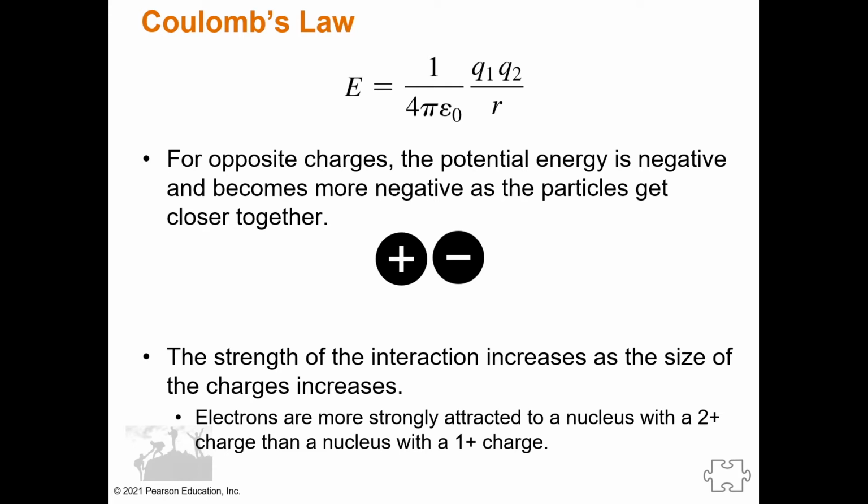Another thing that you have to take a look at here is the strength of the charges. So if you have a particle that has a +2 charge, then it's going to have a larger magnitude in energy compared to a +1 charge. So for this equation, you need to understand that energy is directly proportional to the magnitude of the charges and inversely proportional to the distance between those charges.